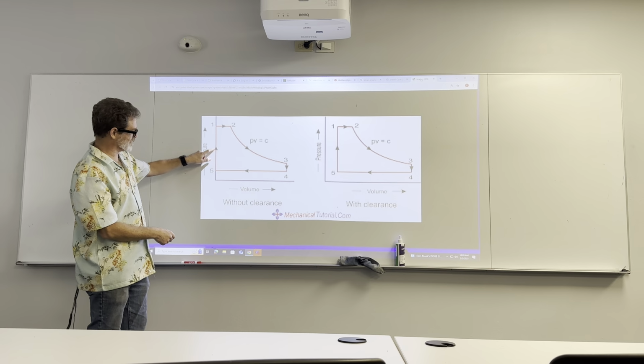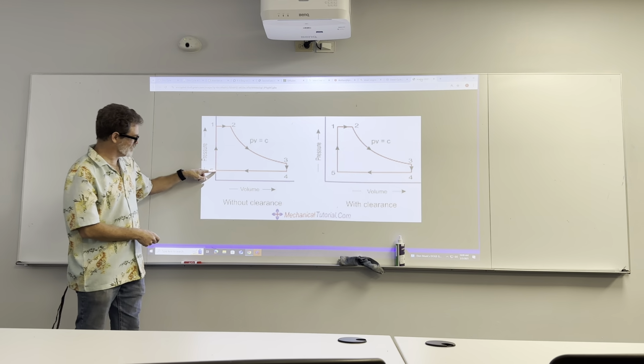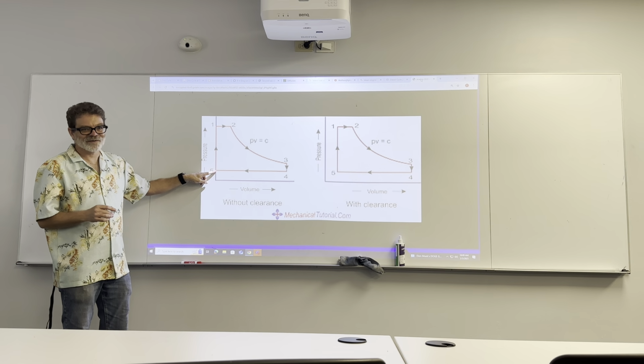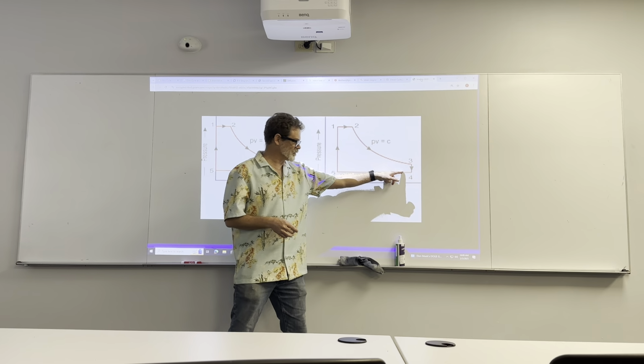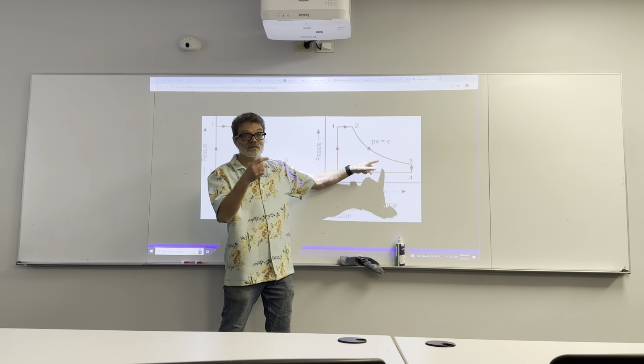They call this zero clearance, or without clearance. But really, you can't compress. This would compress the gas to what volume? Zero. You can't compress the gas to zero volume, right? So really, it's like this. You got to compress it, but you can't get all the way down to 0 volume. So this is the more realistic steam engine.